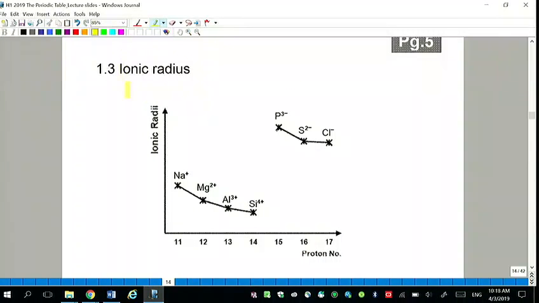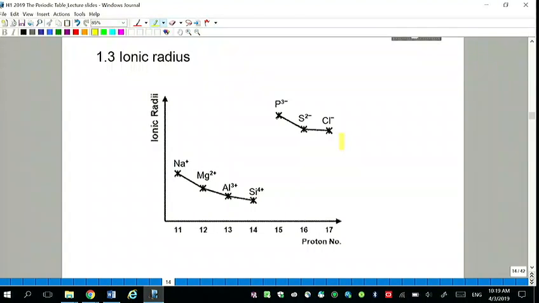Now, the next part is on ionic radius. There are a few trends I need to take note of. Look at this particular sketch. The first trend is that for the same isoelectronic series. So what is an isoelectronic series? Na+, Mg2+, Al3+, Si4+ are in the same isoelectronic series, meaning they have the same number of electrons. If you count, the sodium ion and Mg2+ ion all have 10 electrons.